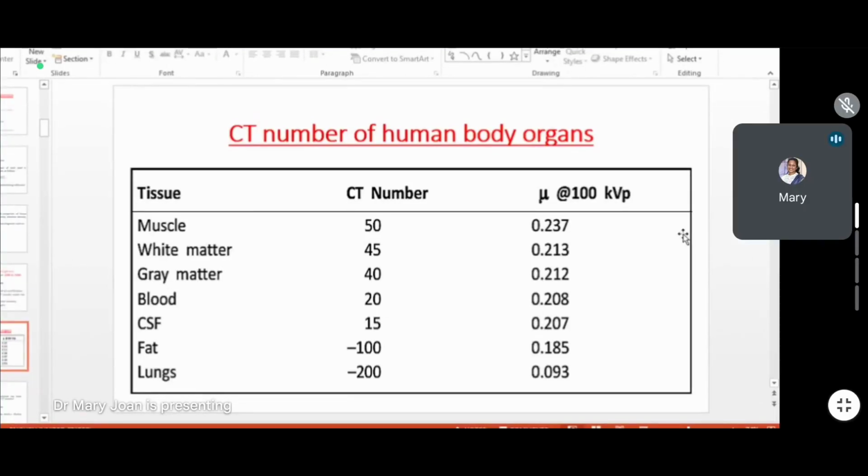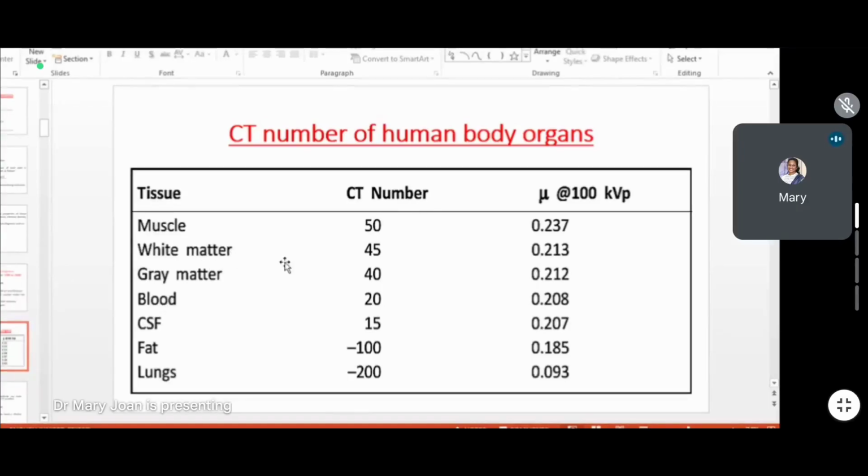Here are some examples of CT numbers of different human body organs. For muscle tissue, the CT number is 50, and mu at 100 kVp is 0.237 for muscle.